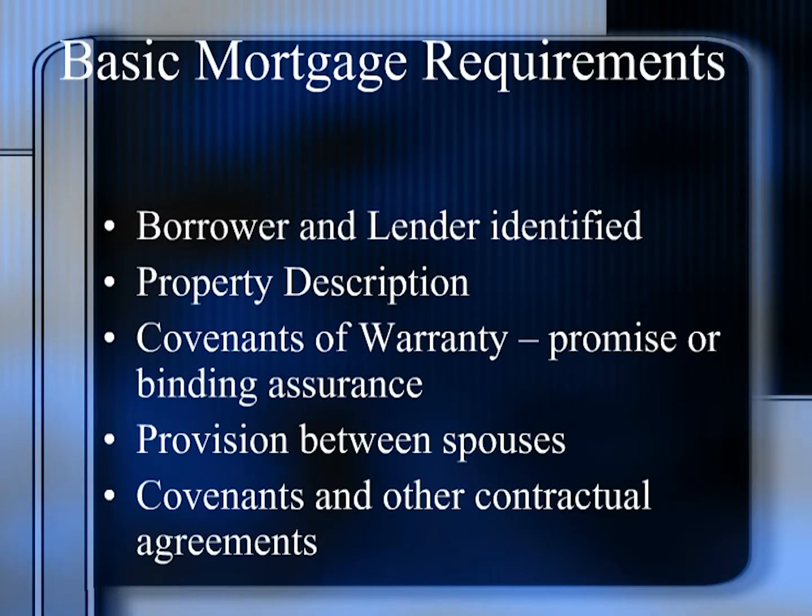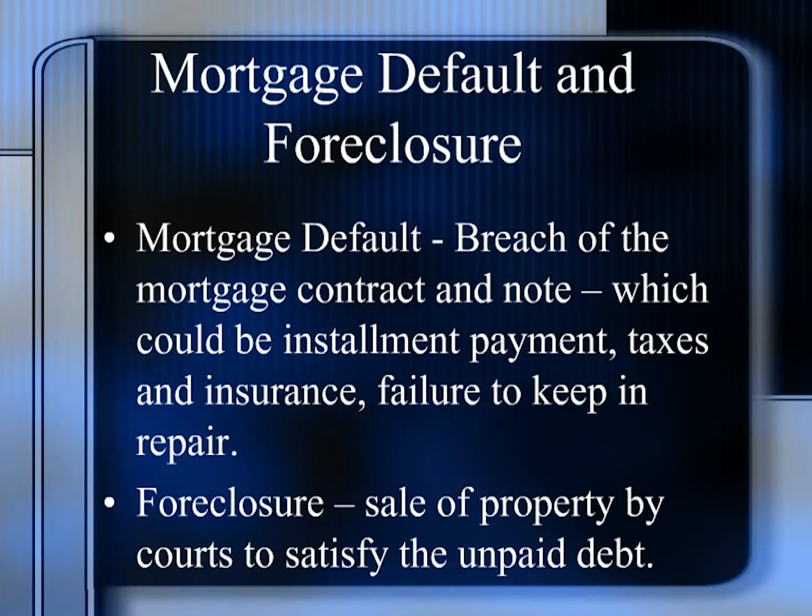The basic mortgage requirements are that the borrower and the lender are identified. There's a description of the property. There are covenants of the warranty or the promise, and binding insurance. Provisions between spouses need to be taken care of, and covenants and other contractual agreements might be added.